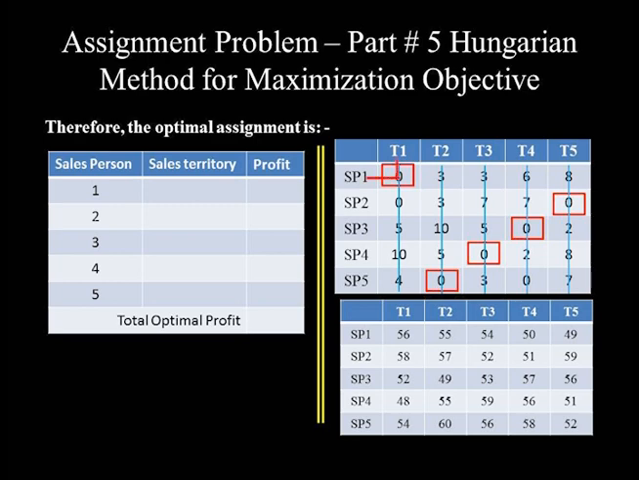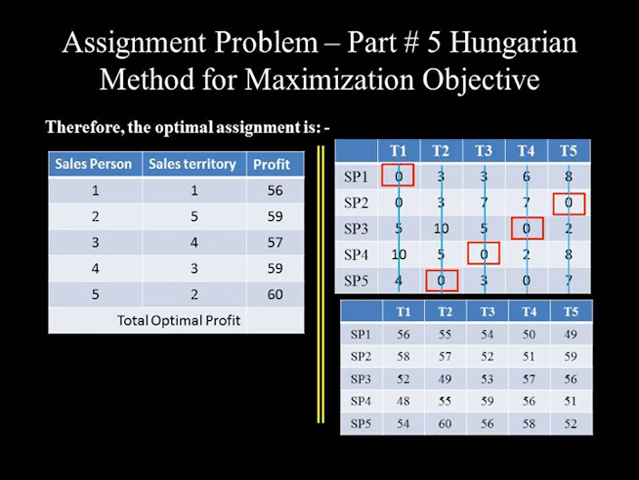Salesperson 1 is assigned to sales territory 1. Salesperson 1 generates 56 profit when assigned to sales territory 1. Salesperson 2 is assigned to sales territory 5. Salesperson 2 generates 59 profit when assigned to sales territory 5. Salesperson 3 is assigned to sales territory 4. Salesperson 3 generates 57 profit when assigned to sales territory 4. Salesperson 4 is assigned to sales territory 3. Salesperson 4 generates 59 profit when assigned to sales territory 3. Salesperson 5 is assigned to sales territory 2. Salesperson 5 generates 60 profit when assigned to sales territory 2.